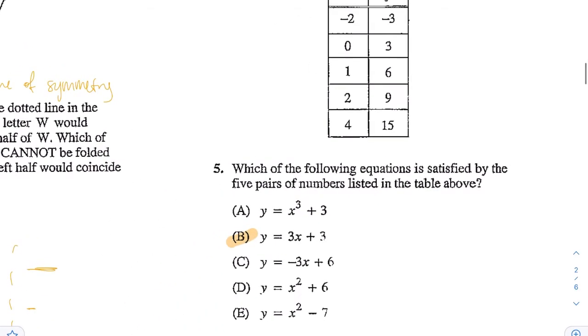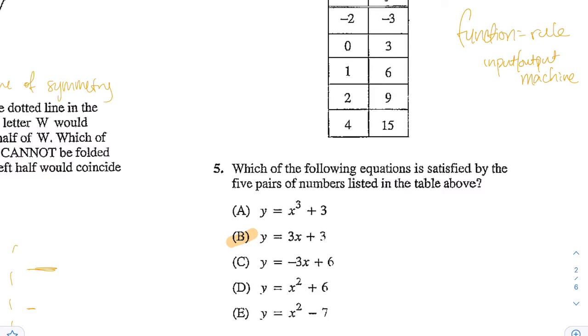All right, next for question number 5, which of the following equations is satisfied by the 5 pairs of numbers listed in the table above? So an equation here, in terms of this function, needs to have this rule. A function is just a rule for an input-output machine. And you have to make sure that this rule satisfies all of the x values. So we'd substitute an x for each of these choices, -2, 0, 1, 2, and 4, and you have to make sure you get all the ones to the right.